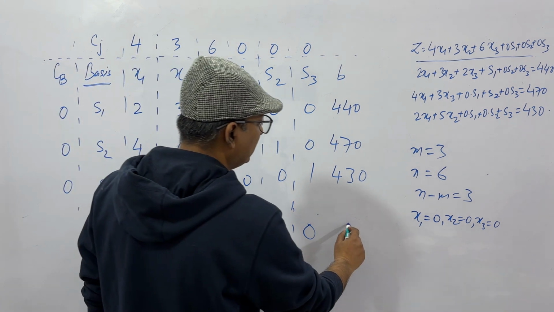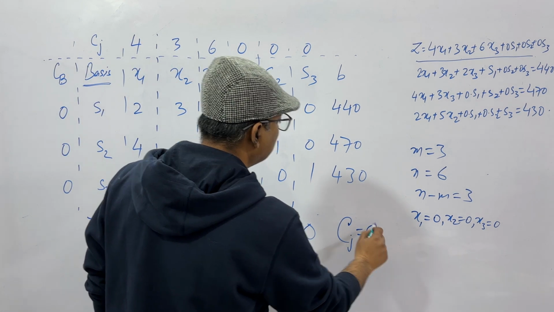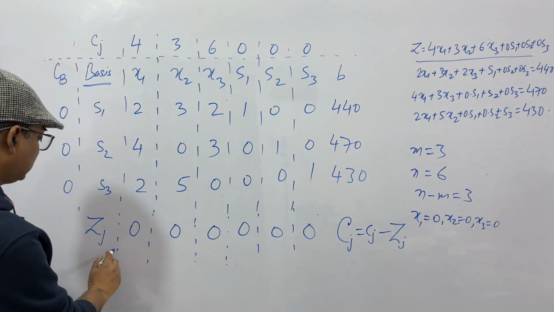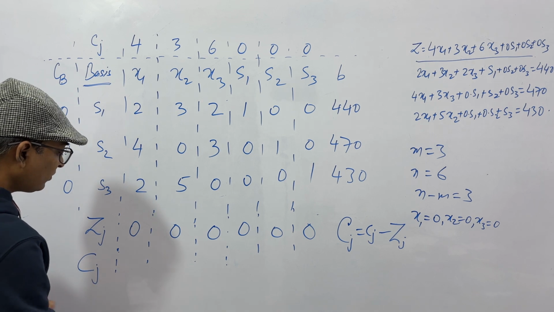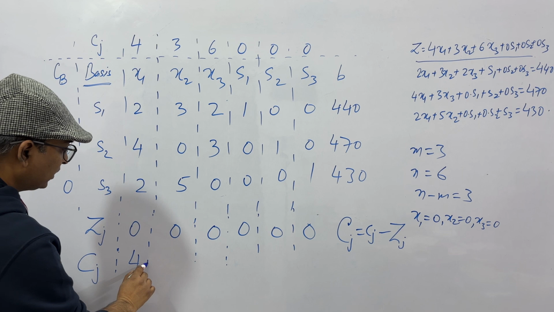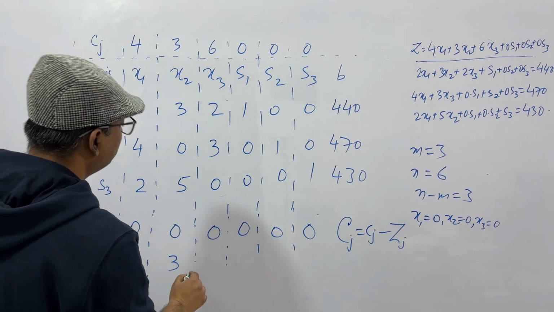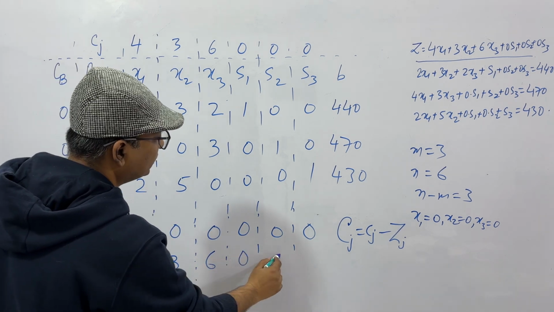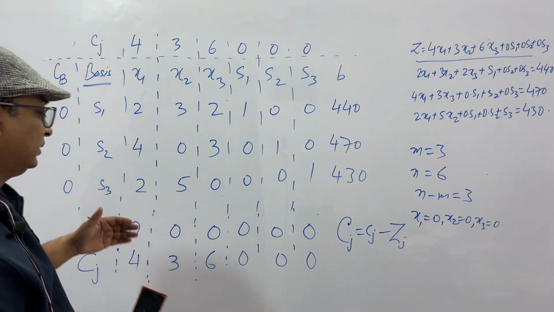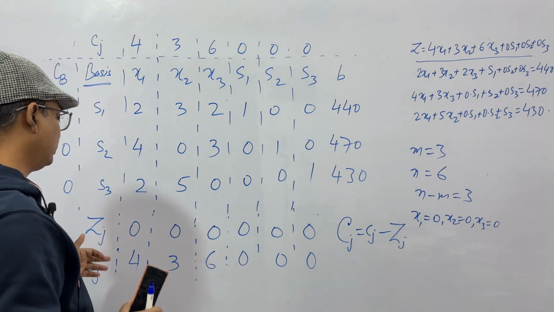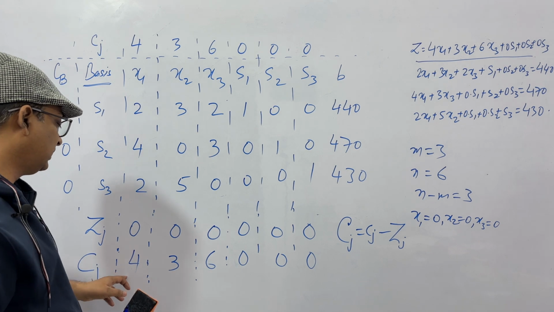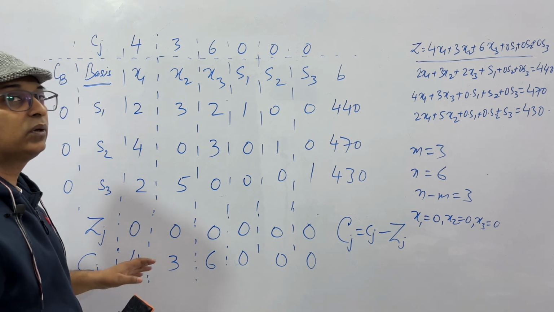Now second, I told you capital Cj, that is your small cj minus Zj. So for C1, this will be this minus this, that is 4 minus 0, 4, 3 minus 0, 3, 6 minus 0, 6, then 0, 0, 0. See, all are positive. I told you in the step with which we started that if these are all negative, then we have found the optimal solution. You can see these are not negative. So this is not the optimal solution.